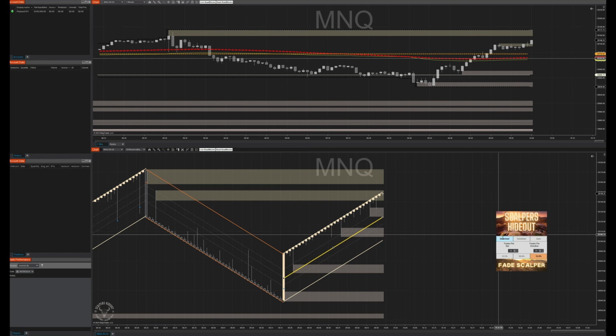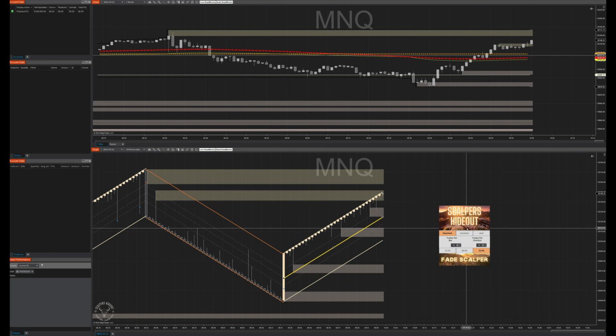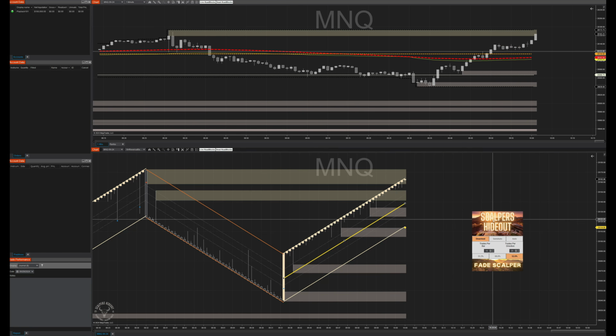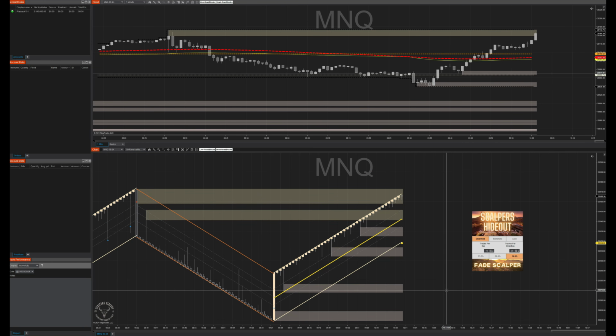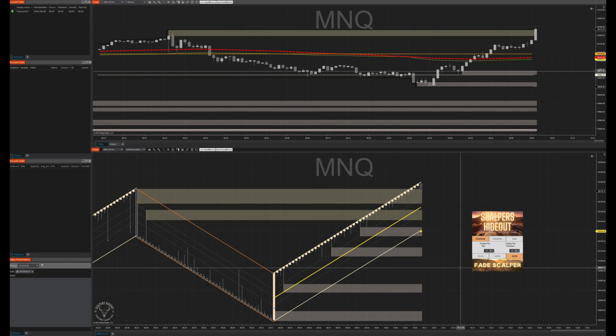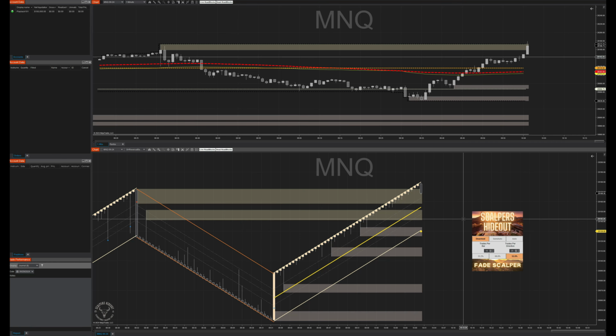Okay, so here we go. It's 10 a.m. on the dot, and we're going to turn this thing on, see how price is moving today. Looks like we are headed up with some gusto.